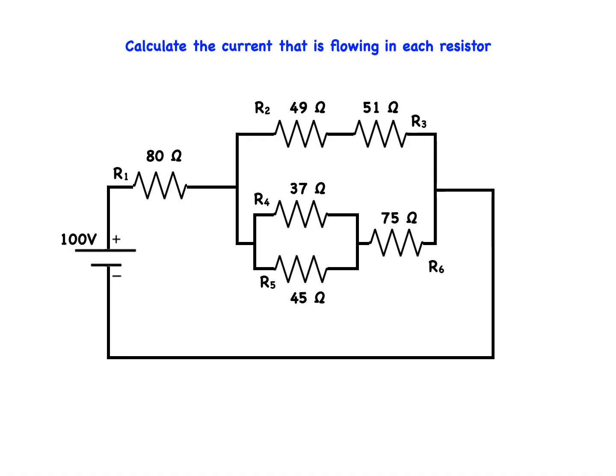Remember that we are working on problem 9, which requires us to calculate the current that is flowing in each resistor. Previously, we calculated the current for the total load. Now we will be reversing the process to calculate the current in each branch, which then allows us to calculate the current in each resistor.